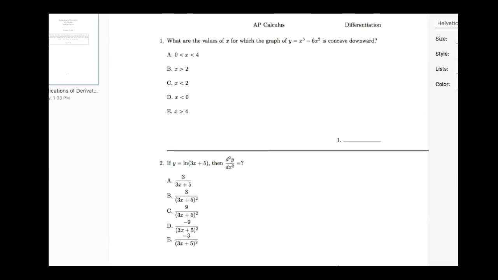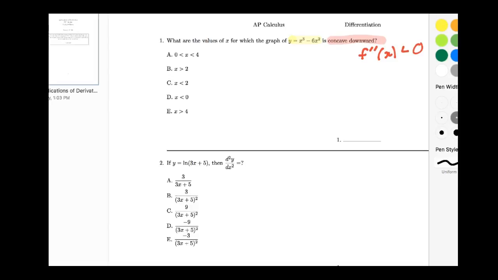Okay, so let's look. Our first question: what are the values of x for which our function y equals x cubed minus 6x squared is concave down? So concave down, what does that mean? Well, that means your second derivative is, in all cases, less than 0. So what are we going to do? We're going to start with the derivative.